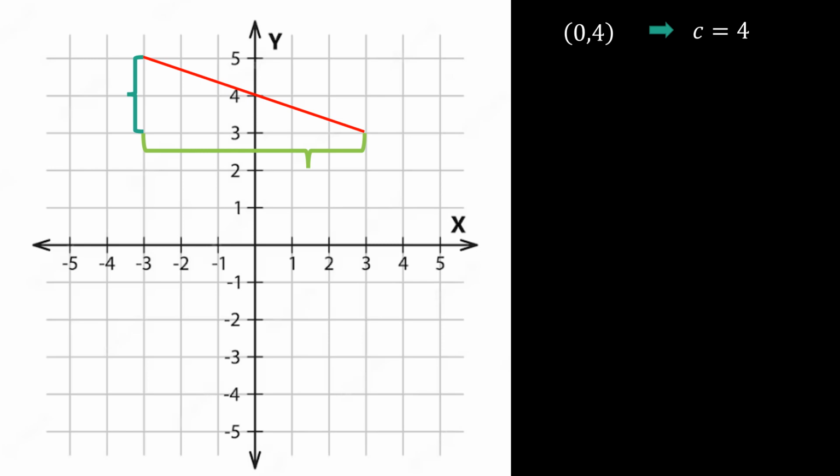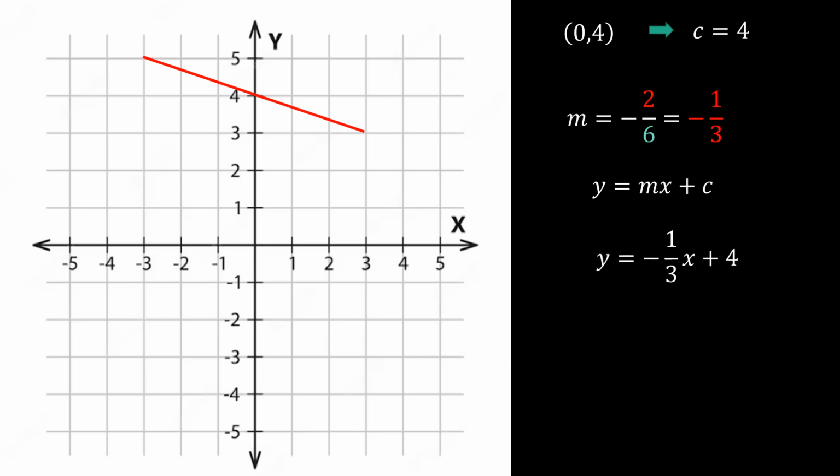And the vertical distance is between 3 and 5. So it's 5 minus 3. So the vertical distance, or the rise, is 2 and the run is 6. So the gradient here is a negative gradient. Find it by dividing 2 by 6, but with a negative since you have a downward line. So it's -1/3. Now use the formula y equals mx plus c and substitute the numbers. So y equals -1/3 x plus 4, which is the equation of this line.